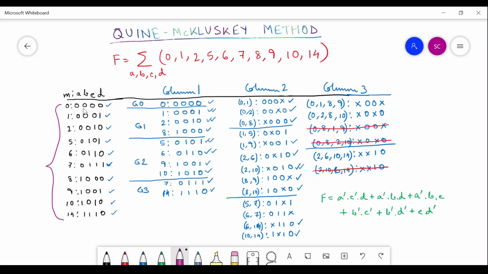So let us first see the only group 0 entry, this 0 0 0 0. If 0 is not a minterm, then you would not have a group 0, you would start from group 1 probably. Okay, so that is the case. Now you look at how many group 1 entries. So this is one group 1 entry.